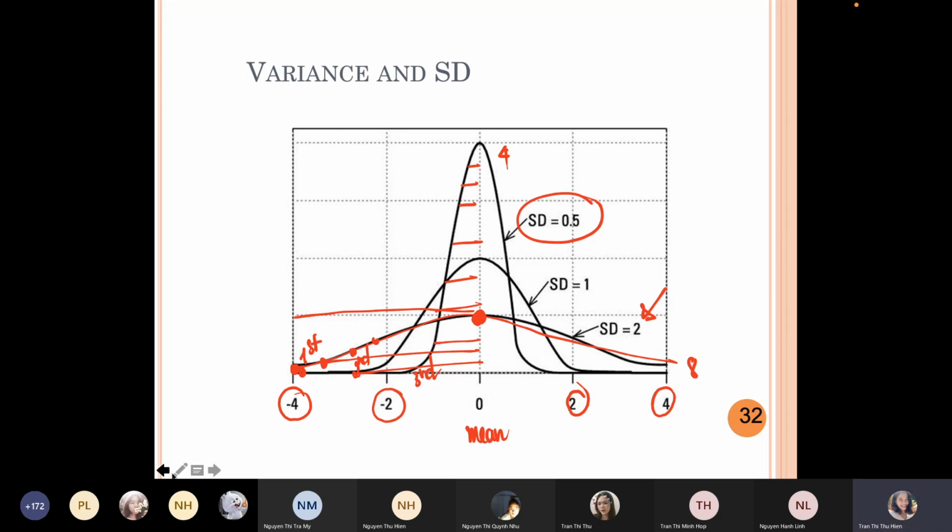Is this easy for you to understand when you look at the figure? Class? Is this clear to you for the standard deviation and variance? Any questions? And can I give another example for you to practice the variance and the standard deviation?